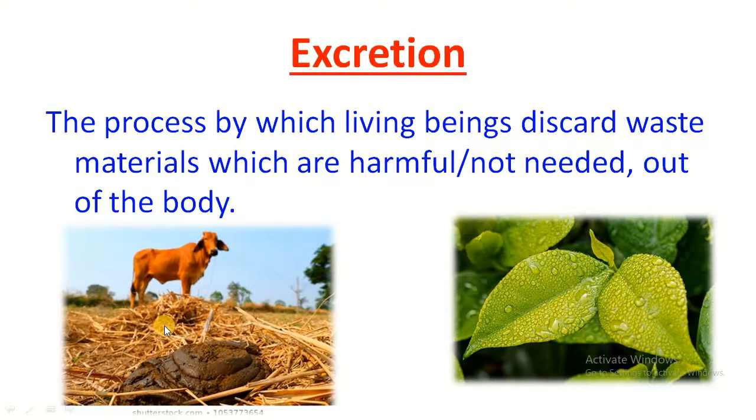Excretion, which is our next and last parameter, means the process by which living beings discard waste materials which are harmful or are not needed by the living being anymore out of the body. We can see here on the left hand side there is excreta of a cow in the form of cow dung, and on the right hand side the plant leaf has also excreted waste material, or we can say the product which is not needed by the plant anymore. So the plant has discarded this waste product through the leaves. So we can say that plants also show the process of excretion which makes them living.